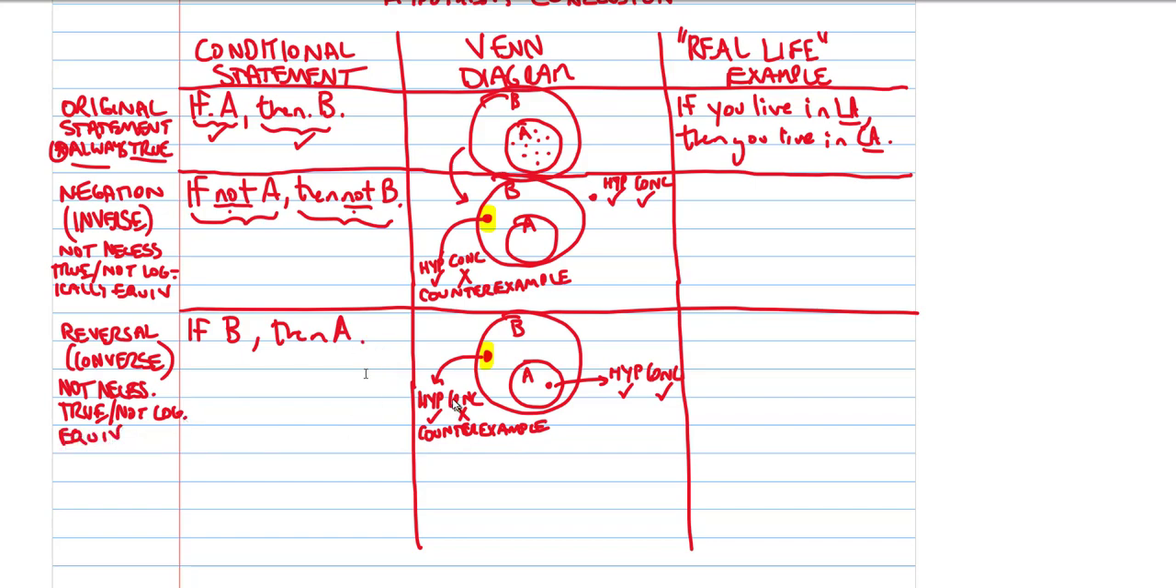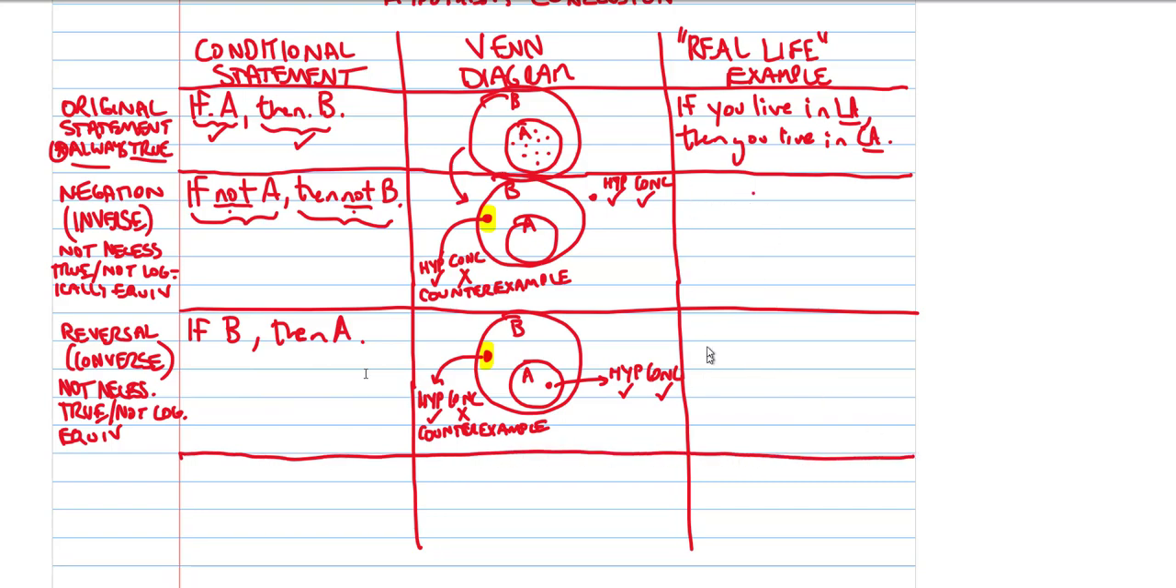We said that if we can find someone or something that satisfies the hypothesis but goes against or contradicts the conclusion, then the statement is not always true if there are counterexamples. So the reversal is not logically equivalent to our original statement.